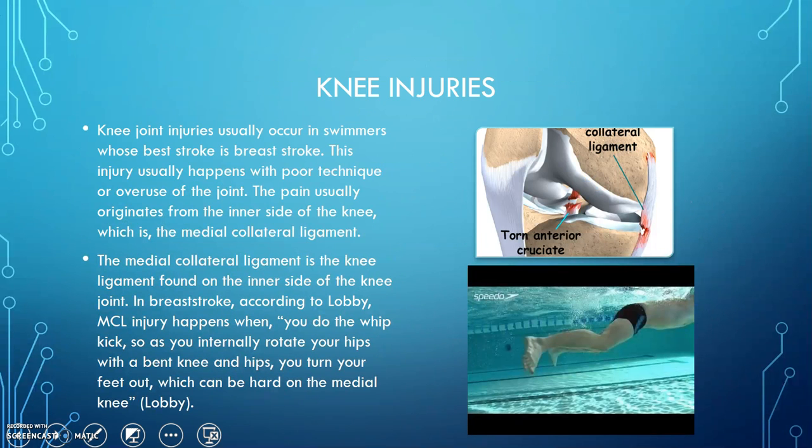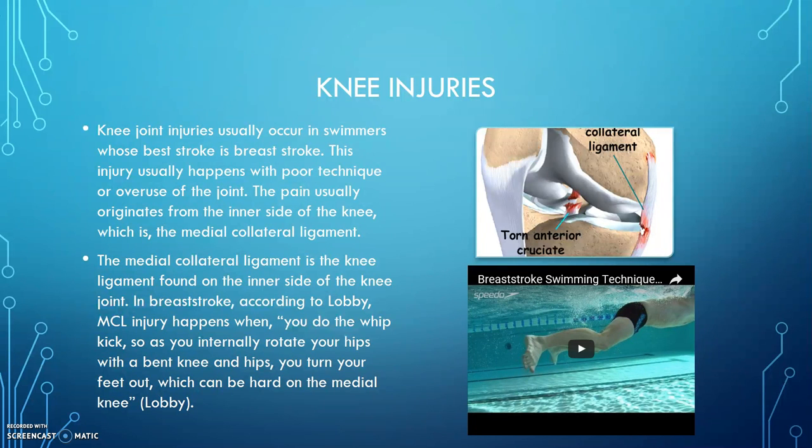Knee injuries, I've gotten knee injuries before, but mostly my brother, because he was a breaststroker, he usually got the knee injuries. This is usually only in breaststrokers. It usually happens if you're not doing the kick right or you're overusing the joint. Usually it occurs on the inner side of the knee, which is the medial collateral ligament. The medial collateral ligament is the knee ligament found on the inner side of the knee joint.